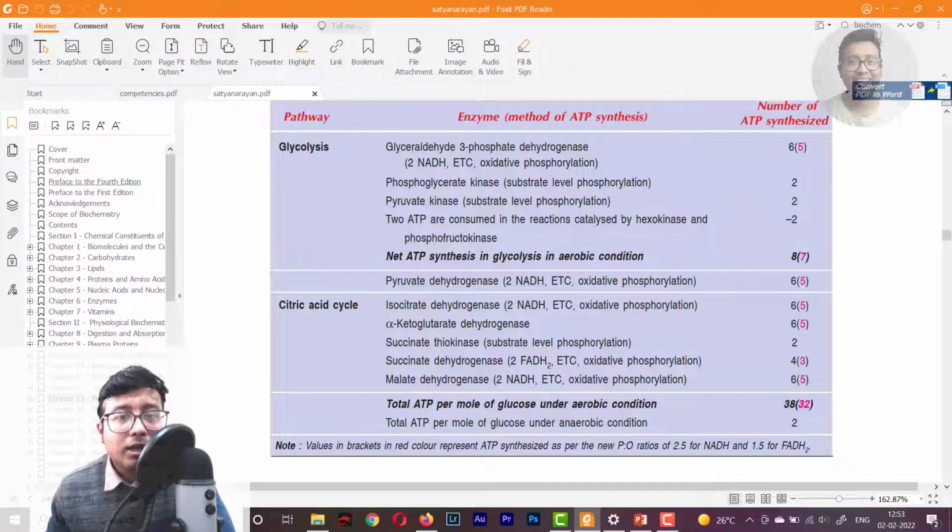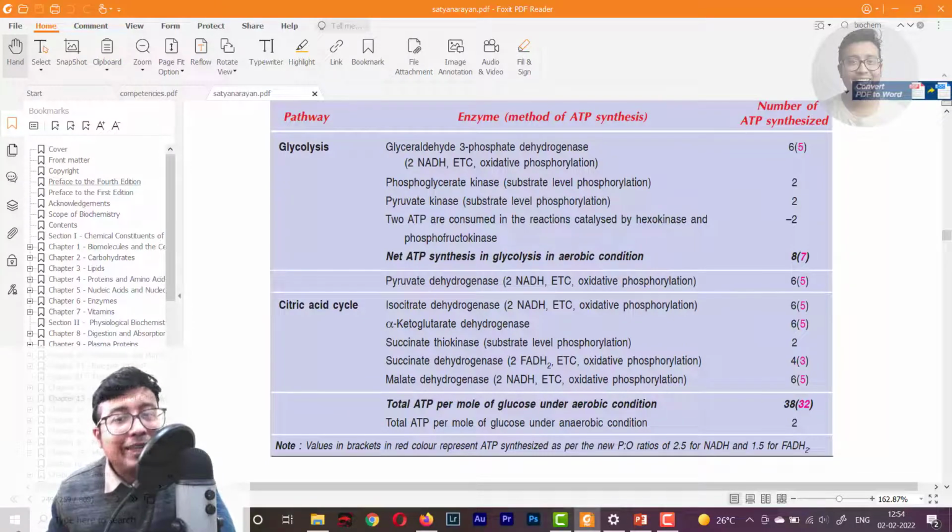So over here you can see 2 NADH is producing either 6 or 5 depending on the old and new calculation. Similarly, for FADH2, the old theory was FADH2 produces 2 ATP and the new theory says FADH2 produces 1.5 ATP. So it depends on what you take, but you have to mention the basis of your energy calculation. That is what is written: brackets in red color represent ATP synthesis as per the new P:O ratio, that is phosphorus to oxygen ratio of ATP, that is 2.5 for NADH and 1.5 for FADH2. For undergraduate students, both are right provided you know. But you cannot mix them up.